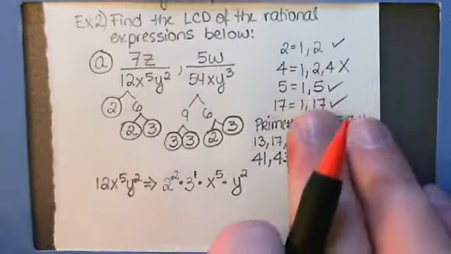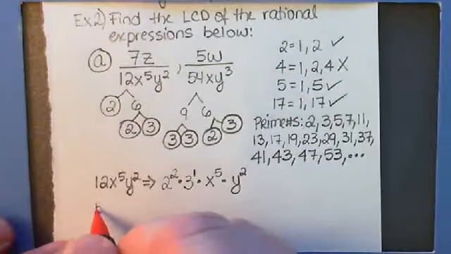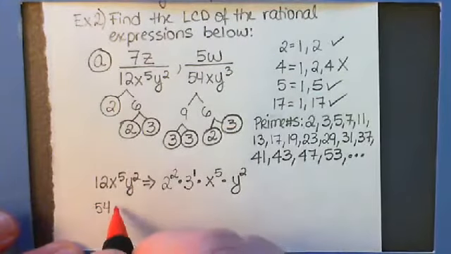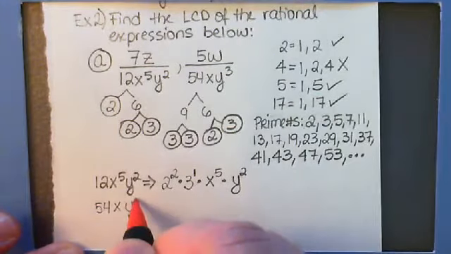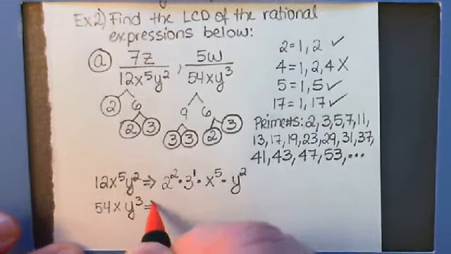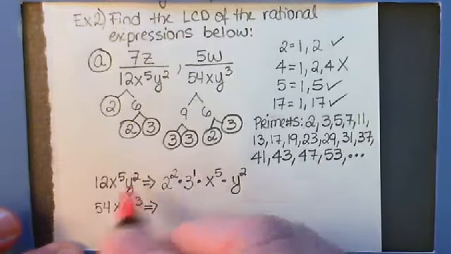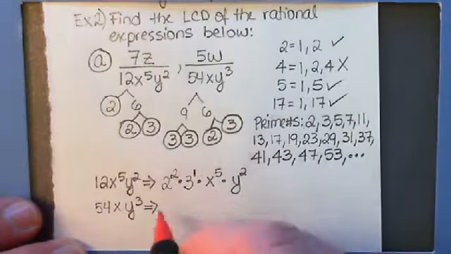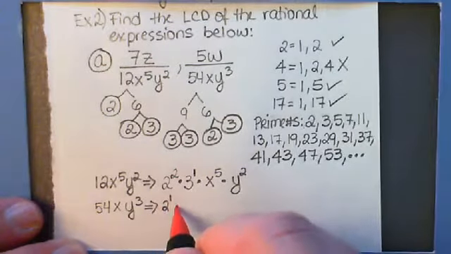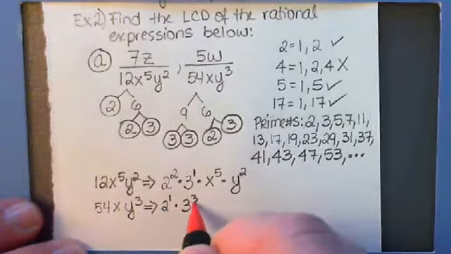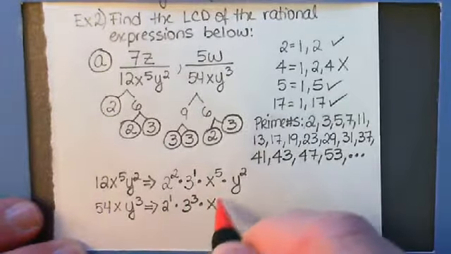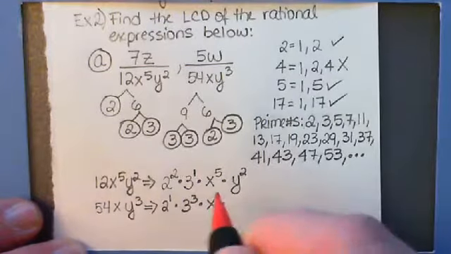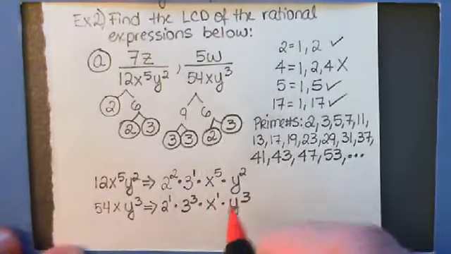Now we're going to do the second denominator, which is 54. And that also has x and y. And now I'm going to line up my factors. In other words, I'm going to write in prime factorization. I have only 1 2. I have 3 3's. I have 1 x. You can choose to put a 1 or you can leave it blank. And you have 3 y's.